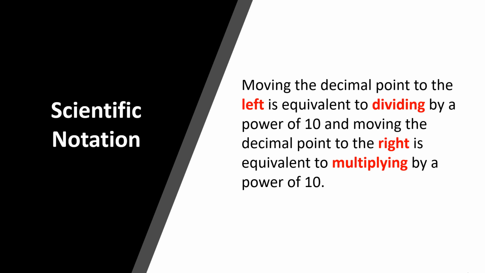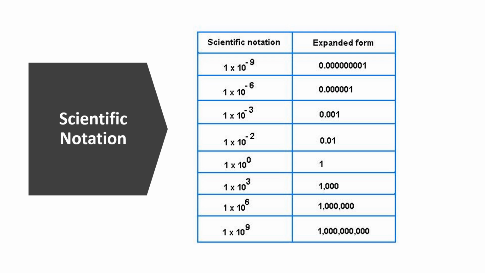Moving the decimal point to the left is equivalent to dividing by a power of 10, and moving the decimal point to the right is equivalent to multiplying by a power of 10. And this is why scientific notation uses the powers of 10, because in a sense that is simply moving the decimal place. Here's a chart involving the number 1 written in scientific notation.